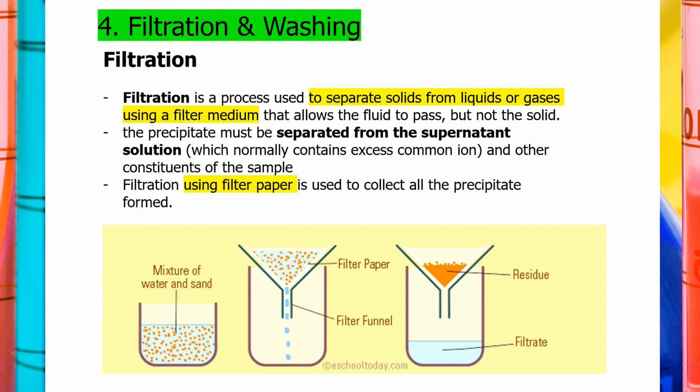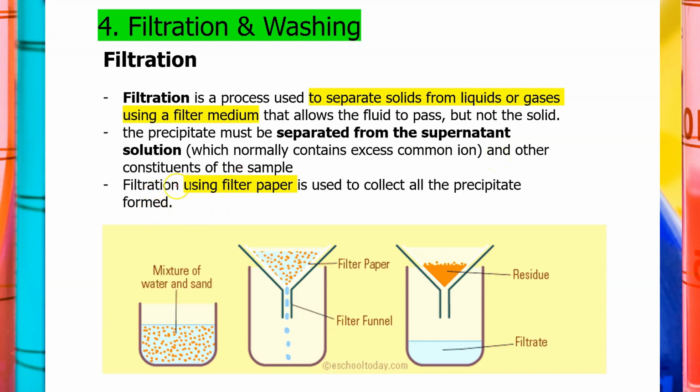Now we move to the fourth principal step in gravimetric analysis, which is the filtration and washing process. First, we move to the filtration. Filtration is a process used to separate solid from liquid or gases using a filter medium that allows the fluid to pass but not solid. The precipitate must be separated from the supernatant solution, which normally contains excess common ion and other constituents of the sample.